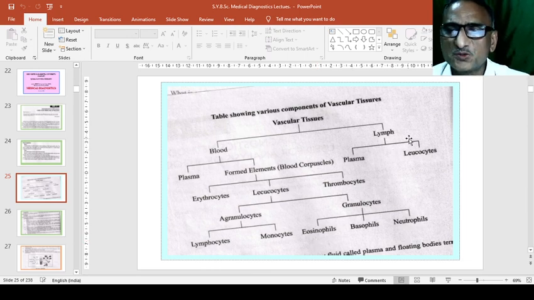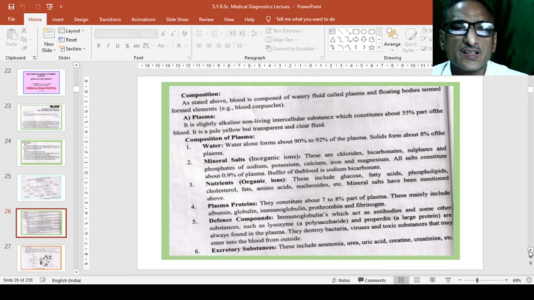Whereas lymph has two constituents, plasma and leukocytes. Lymphocytes are the defense body cells that we will see in detail later. But till now, we must at least know that lymph contains plasma and leukocytes. Composition of blood: as stated above, blood is composed of a watery fluid called plasma and floating bodies termed formed elements. Example: blood corpuscles.